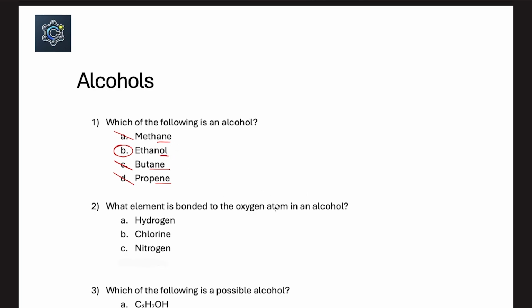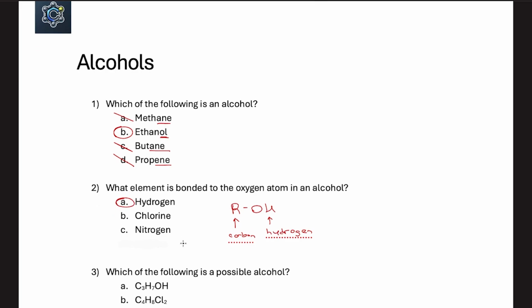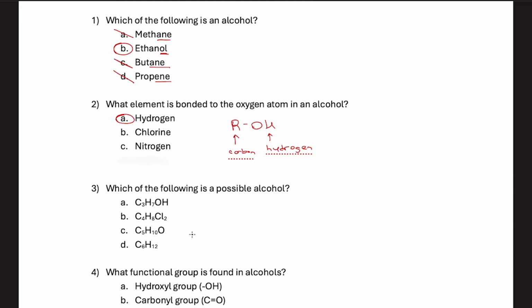In the next problem, we're asking which element is bonded to the oxygen atom in an alcohol. In our general formula, you should recognize that we have hydrogen bonded on one side, and the other side is going to be a carbon. Any one of these choices should be correct, but we only have one of these, which is hydrogen. In number 3, which of the following is a possible alcohol? Lucky for you, I already drew out the general formula. It's ROH. And so I only see one answer choice, which is ROH.